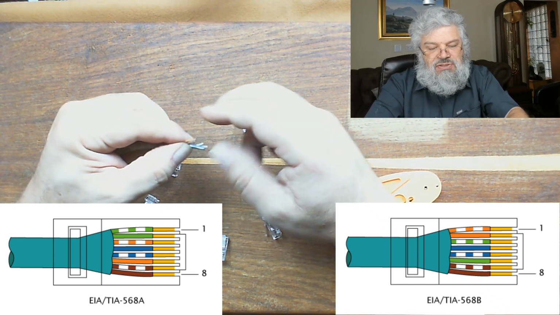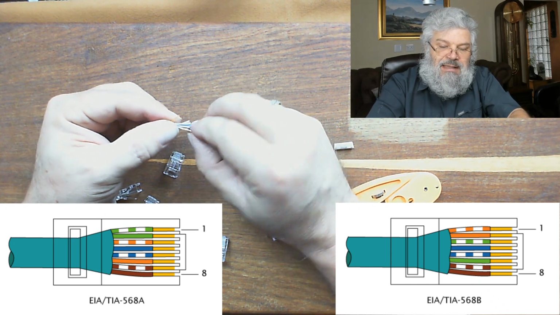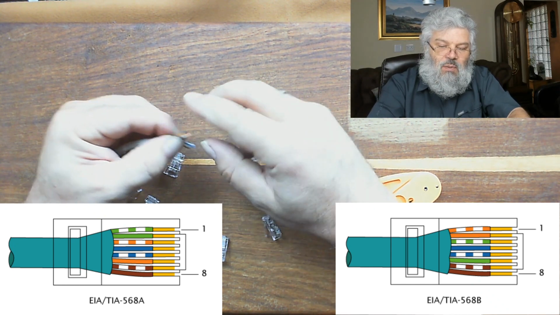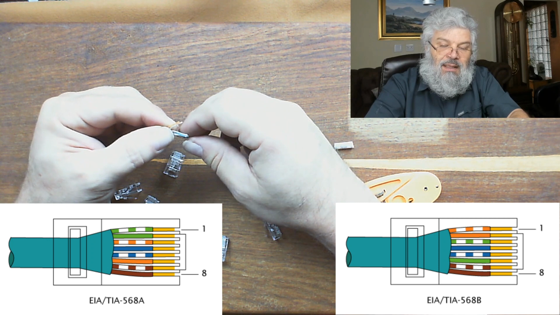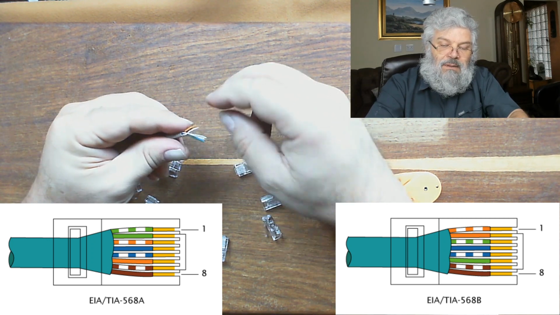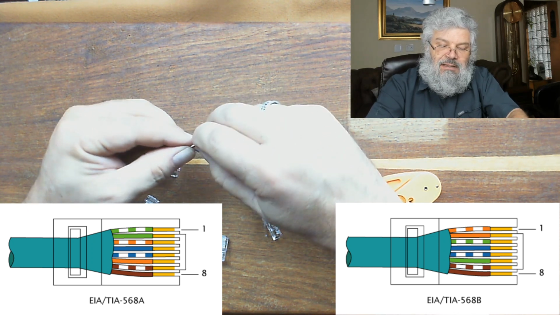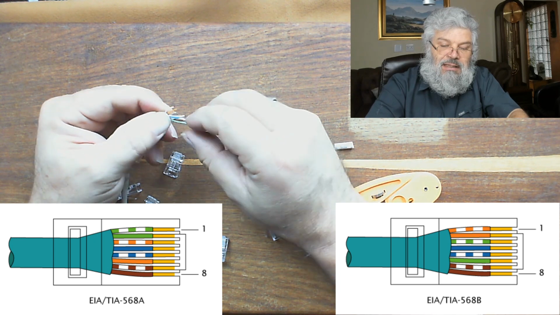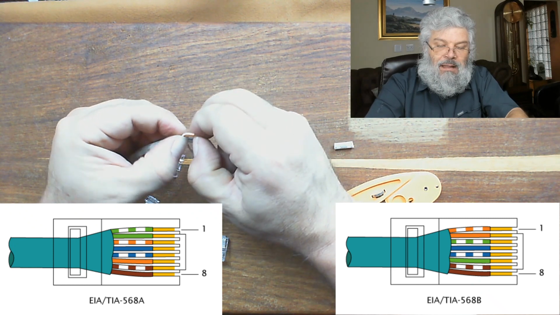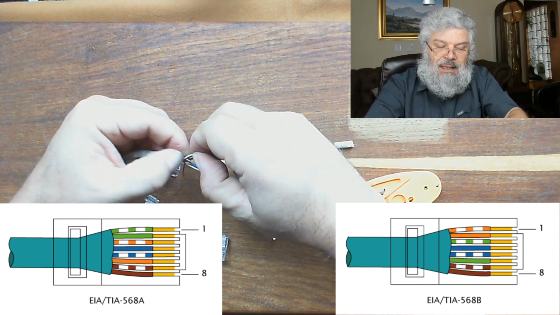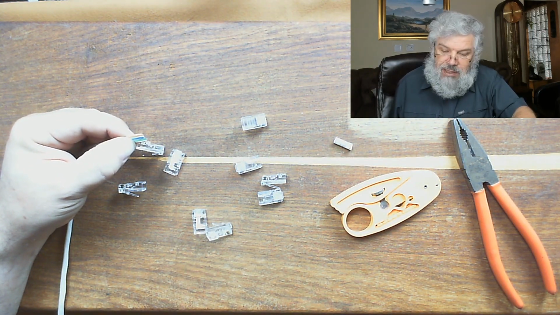The first one that has to go up is orange and white in the B version of the standard, as I said, then orange, then green and white, then blue, and there are the wires in the correct sequence.